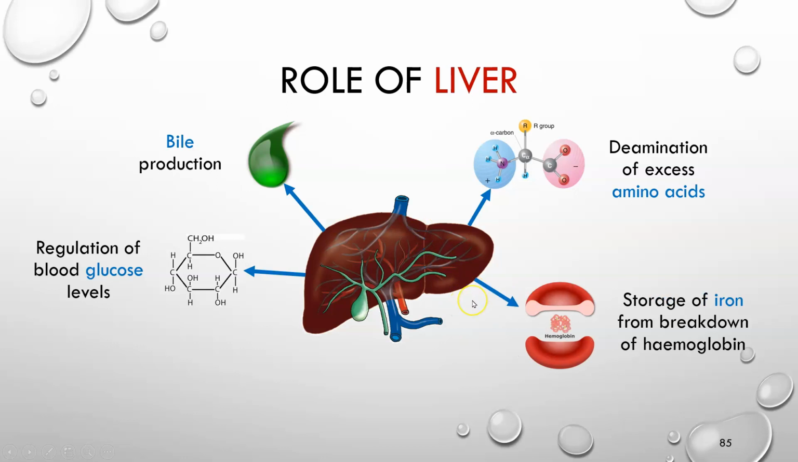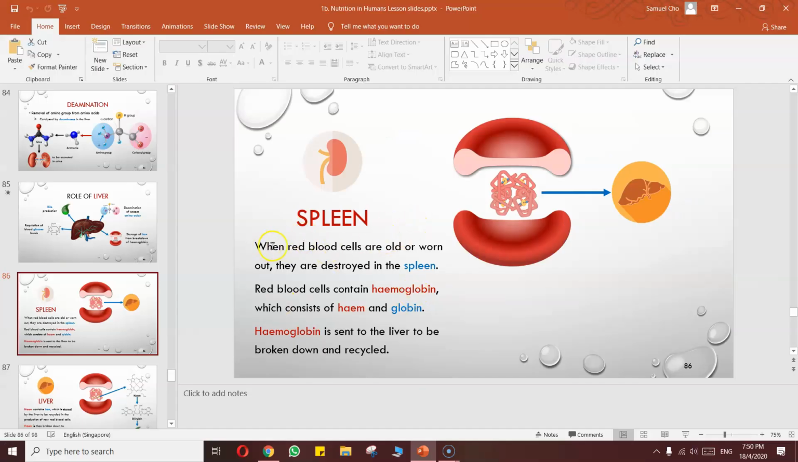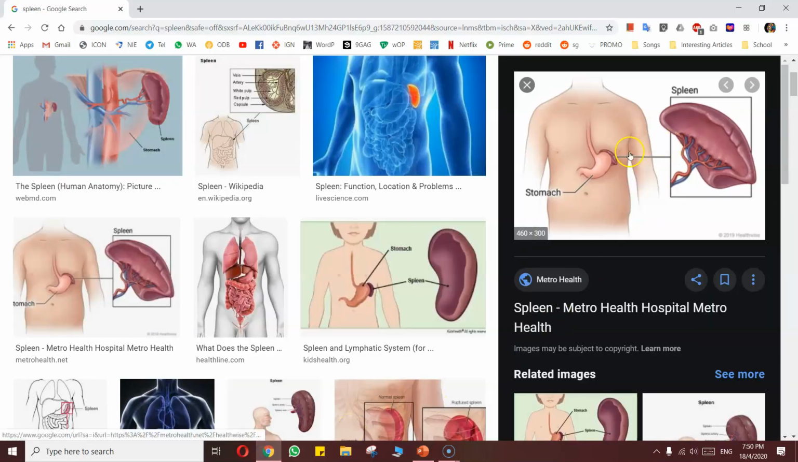Okay, right now I want to teach you the fourth function of the liver, which is storage of iron from the breakdown of hemoglobin. So when our red blood cells are old and worn out, they are destroyed in the spleen. Okay, where is the spleen, you might be wondering? Spleen is an organ that is somewhere near our stomach. Okay, but it's not too important for today's chapter. We just want to make reference to it.